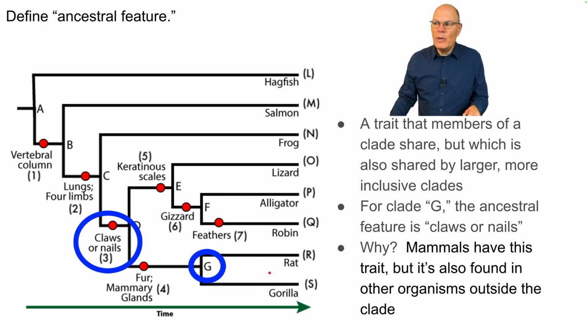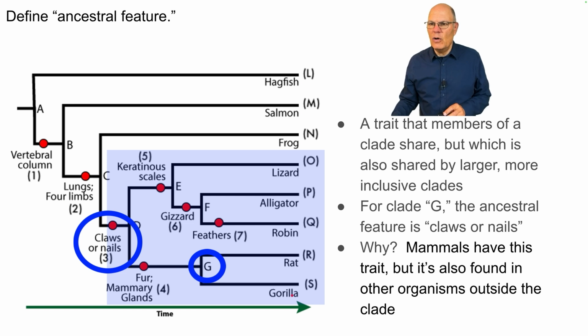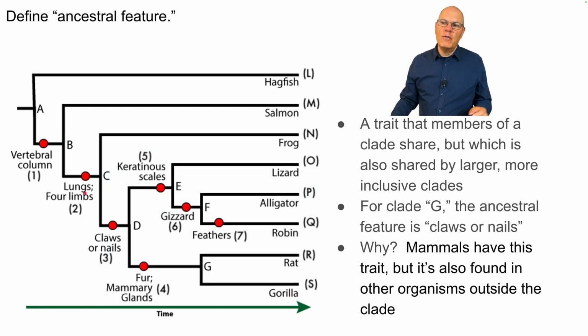Because mammals, they do have that trait, but it's also found in this larger, more inclusive clade that runs from lizards down to gorillas over here. Lungs and forelimbs is another ancestral trait of rats and gorillas, this mammal clade. It doesn't define the clade, but everyone in the clade has to have that because there's a larger, more inclusive clade that has that feature.